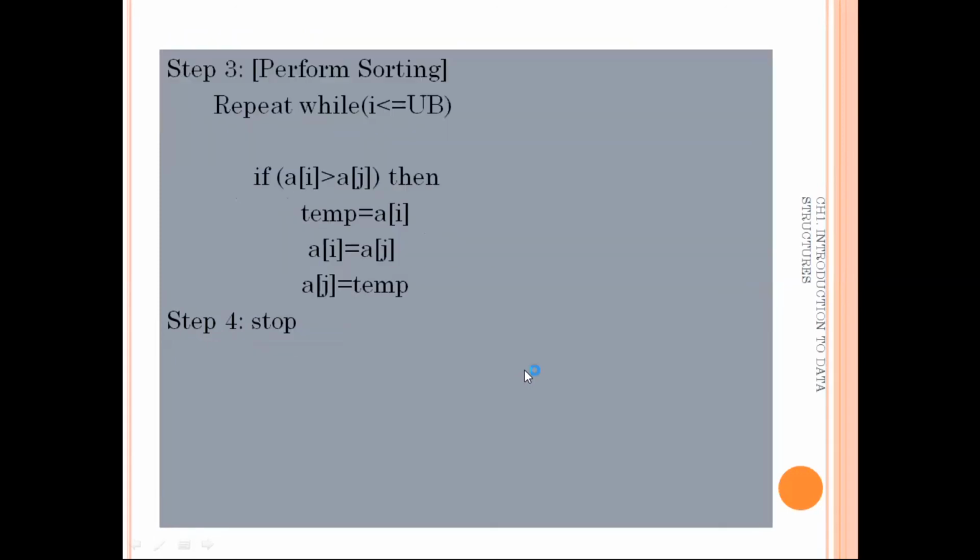Okay. Going to the next slide. Step 3: perform sorting. Repeat while i is less than or equal to upper bound. You can write here i less than or equal to n also. Up to this, we will perform this. If a of i is greater than a of j, then temp equal to a of i, a of i equal to a of j, a of j equal to temp.